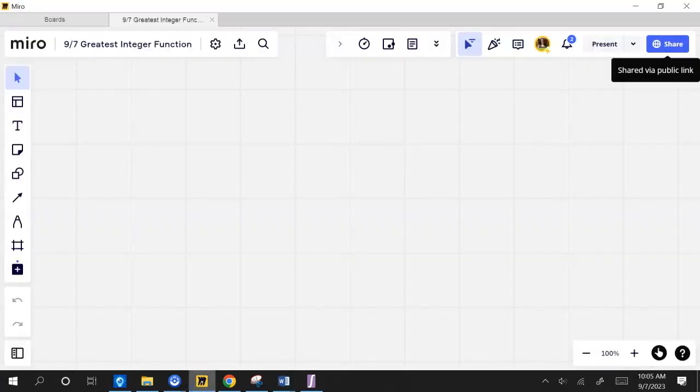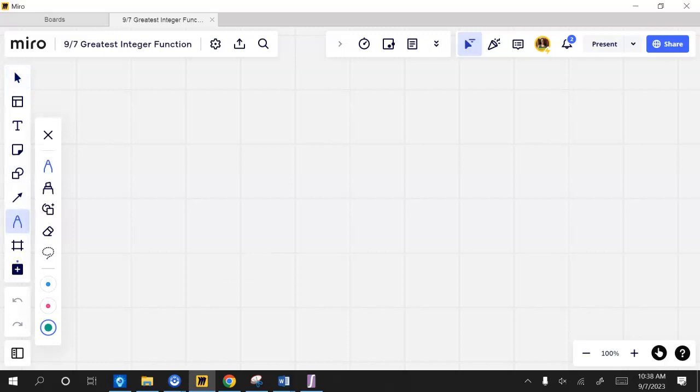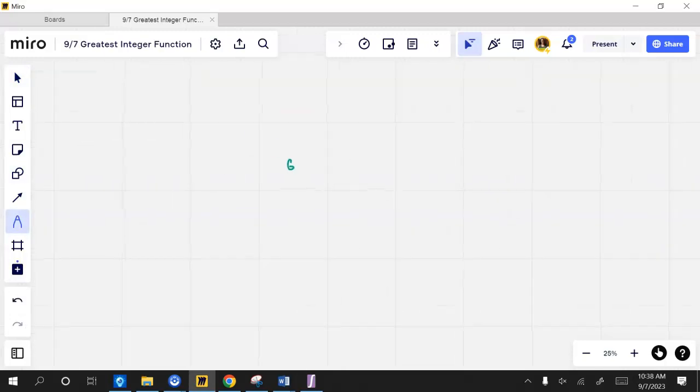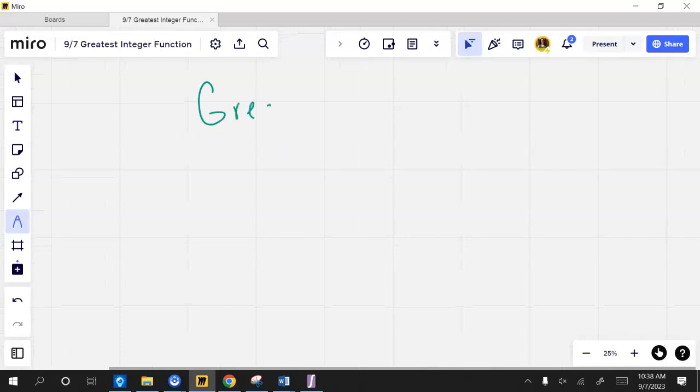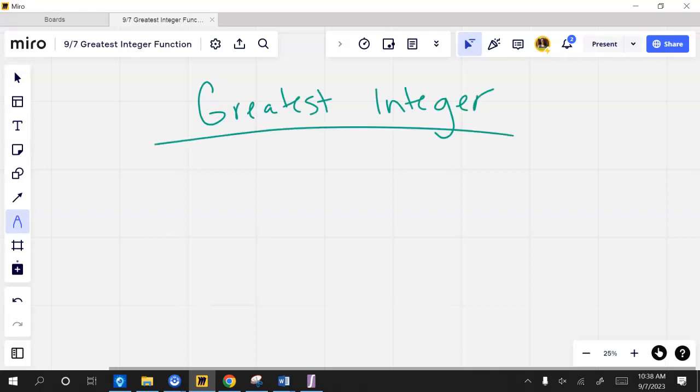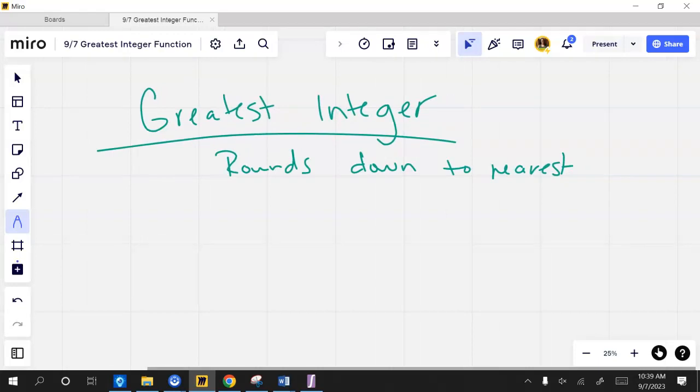All right, here comes the good stuff. How many of you have heard of greatest integer before? Anybody, have you? A little bit? It's actually the opposite of what its name implies. But here's what it does. The greatest integer takes any value that you give it, and it rounds it down to the nearest integer. Even though it says greatest integer, right? So it rounds down to the nearest integer.